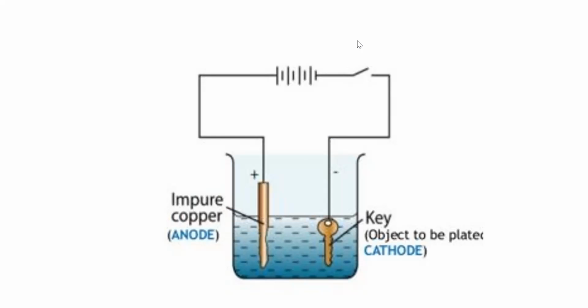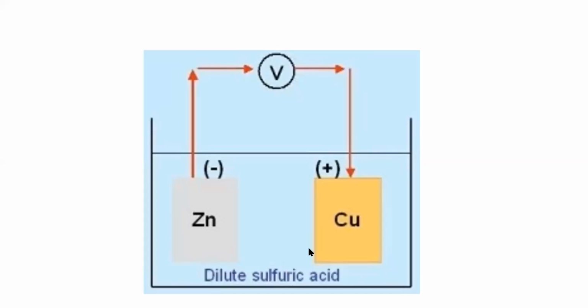So we also discussed electrolysis and what happens in electroplating. Now let's move on to the simple cell. In electrolysis, we were using a battery to provide electricity, but in a simple cell, we just use the differences in the materials of the electrodes to generate voltage or EMF.